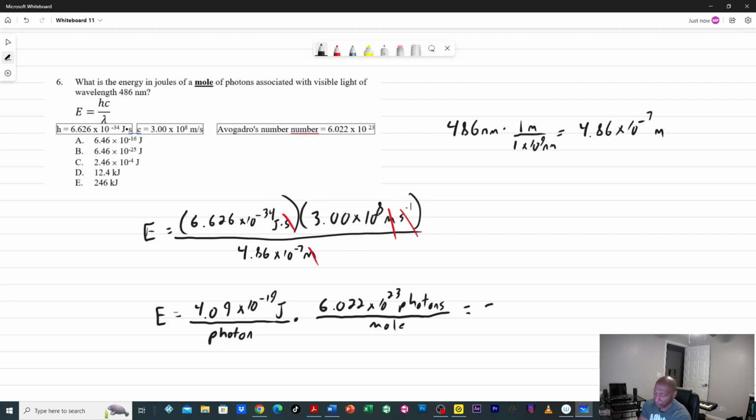So the answer is 2.46 times 10 to the 5 joules per mole. Okay, so let's see what that corresponds to. That would be 246 kilojoules, wouldn't it? Because if you convert joules to kilojoules, you have to divide by 1,000, or take 3 away from that exponent. So that'd be 2.46 times 10 to the 2, and that's the same as saying 246. So the answer, of course, is E.